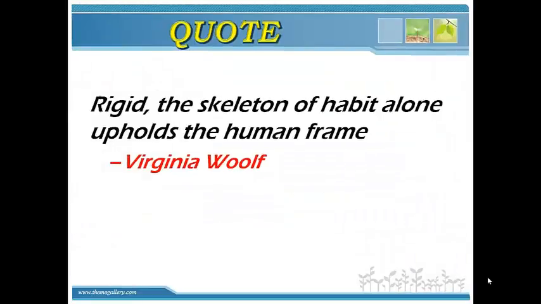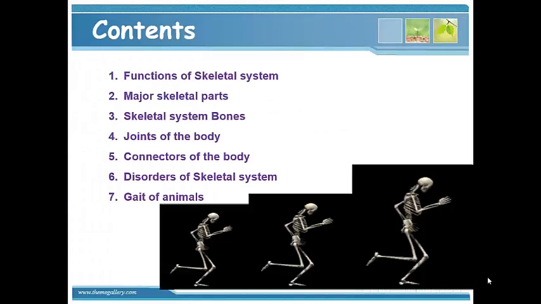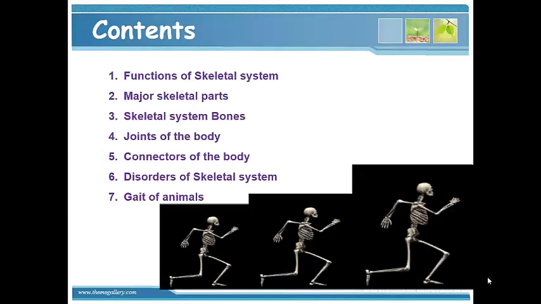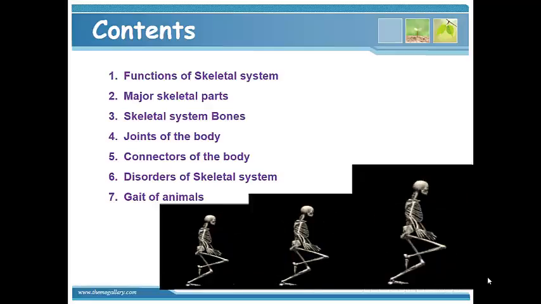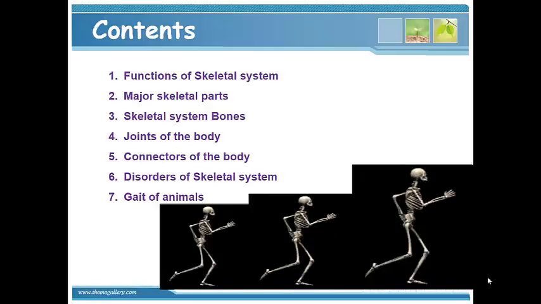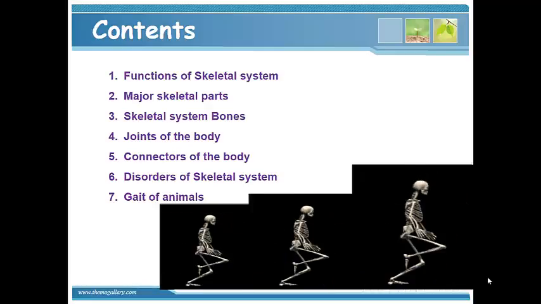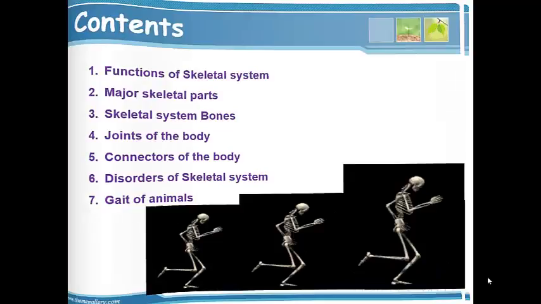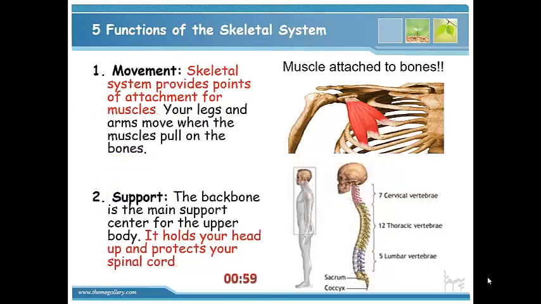As usual, let us begin with a quote: "Rigid, the skeleton of habit alone upholds the human frame." Now we are going to learn about these topics: functions of the skeletal system, bones, connectors of the body, joints of the body, disorders of the skeletal system, and gait of animals. Now let us begin with the functions of the skeletal system.